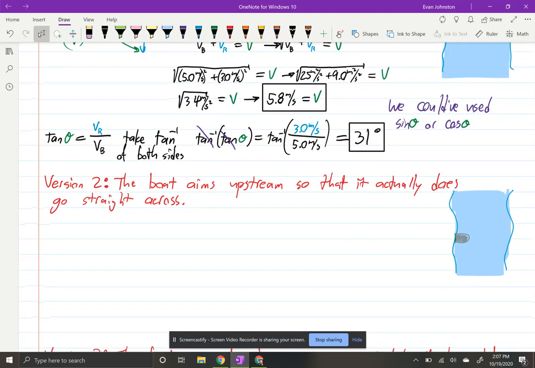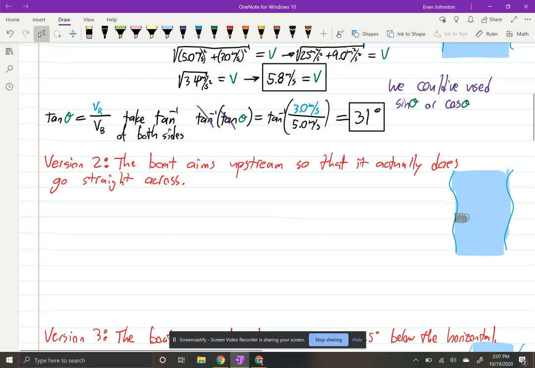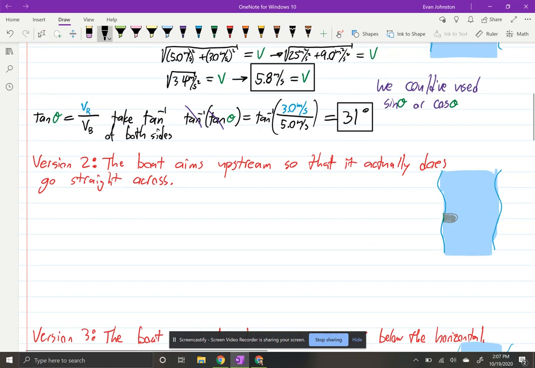Now, version 2, let's say the boat aims upstream so that it actually does go straight across. So that's what the whole goal is now. So really, we're saying that my boat instead aims, I don't know how high up it really needs to go, but it's going to go this way, let's say. And we still have that the speed of the boat is 5.0 meters per second, and the river still goes downstream, the velocity of the river at 3.0 meters per second.